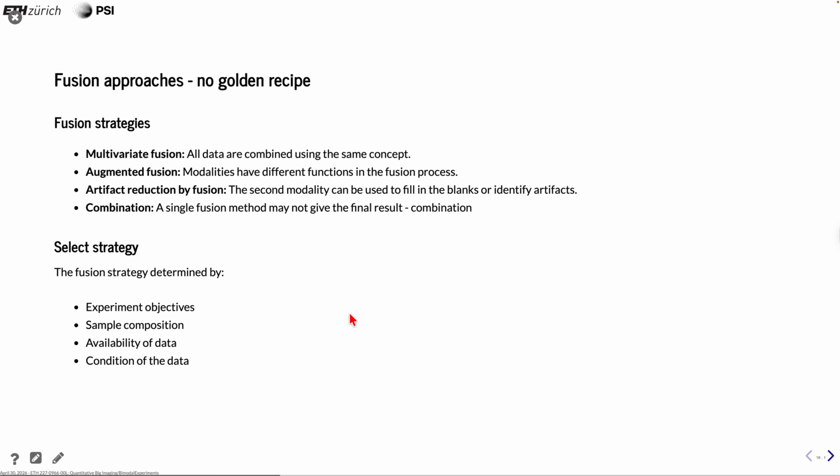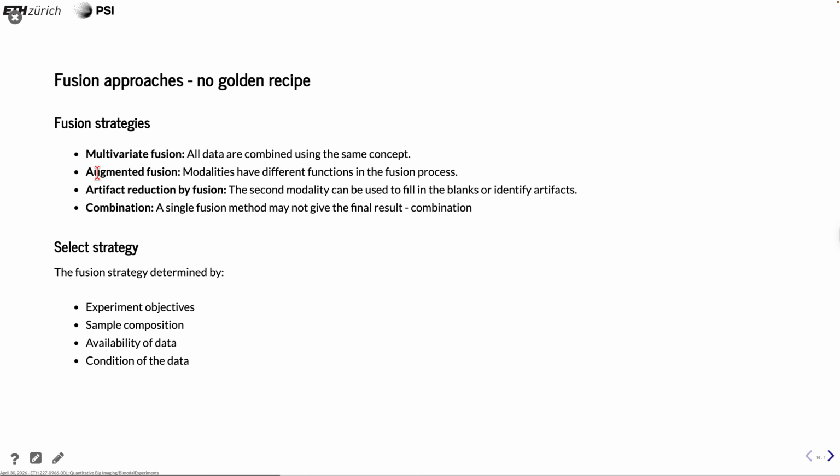When it comes to fusion approaches, how you combine the data, I would say there is no golden recipe. The different fusion strategies we have include multivariate fusion, where all data are combined and looked at in the same way. So you do the same kind of filtering on both. You would do segmentation maybe on both or combined, and every voxel corresponds to a voxel in the other image.